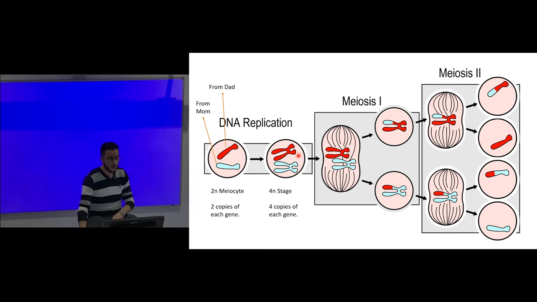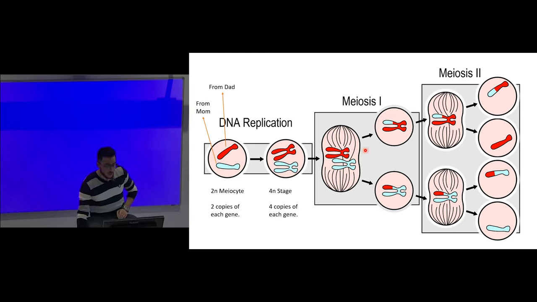Then meiosis one happens, so there's a division of the cell to produce the intermediate stage there. This division will take the duplicate from your dad alone and the duplicate from your mom alone, and then we'll split them again in meiosis number two to produce these gametes at the end. So that makes sense up to now?